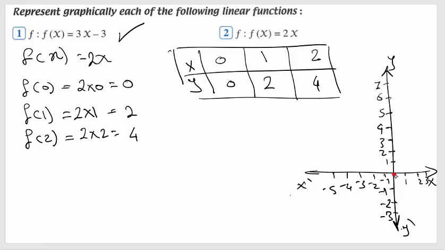First of all, 0 and 0, which is the origin point. The second point is 1 and 2 here. The third point is 2 and 4 here. And if you join these points, you will find the graph of the function.